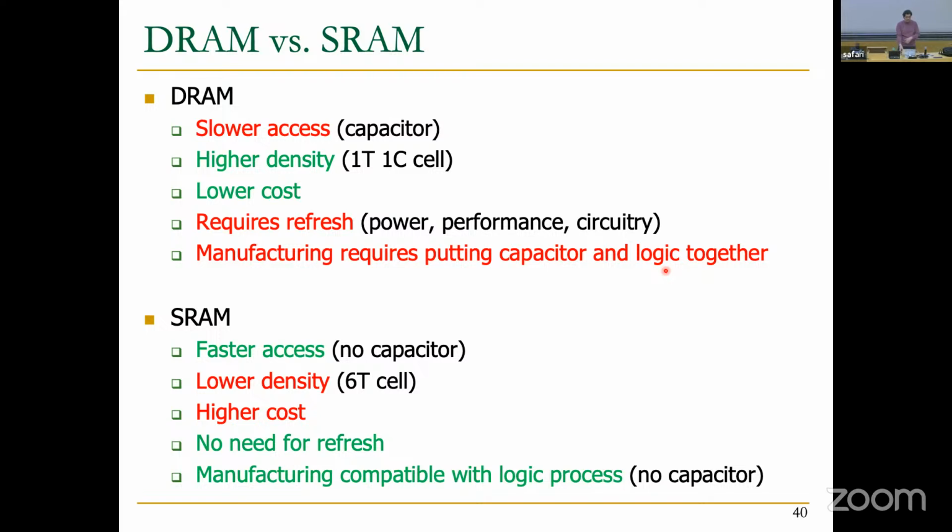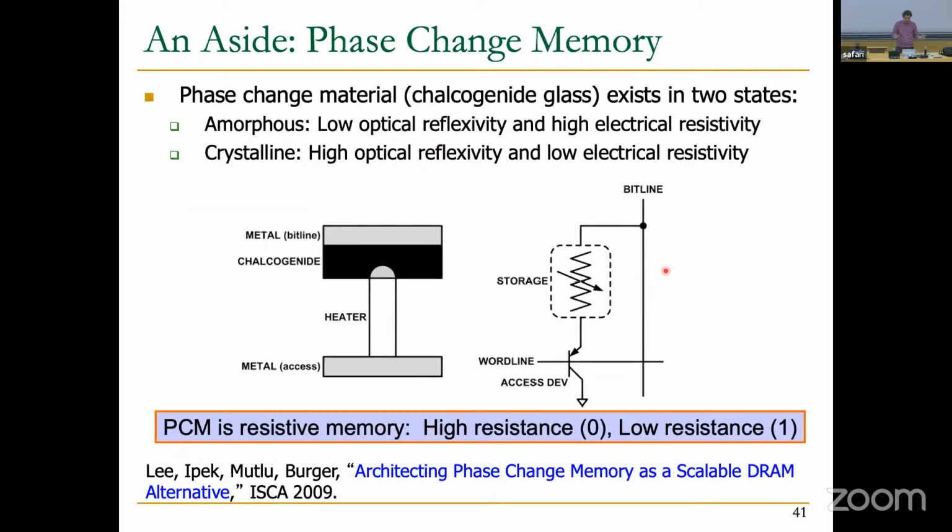Whereas SRAM, you have it compatible with logic process already. You can put SRAM in your processor chips. We know how to do that well as humanity, I guess. There are manufacturing challenges there, especially with scaling, but compared to DRAM, you're not challenged additionally, let's say. Okay, just a few more slides left.